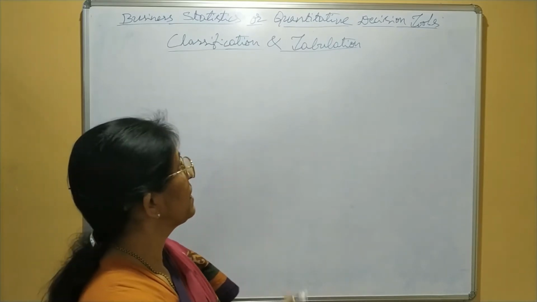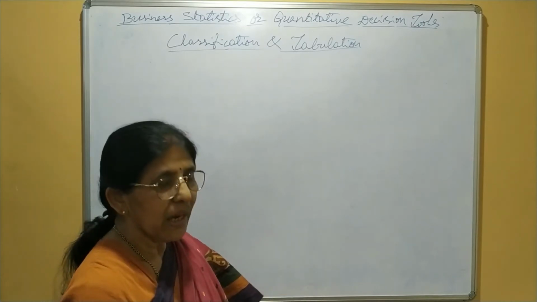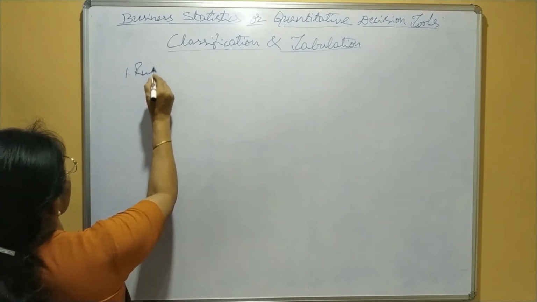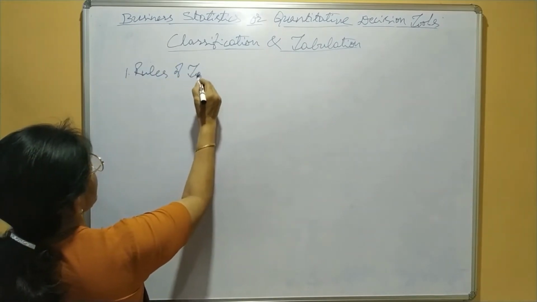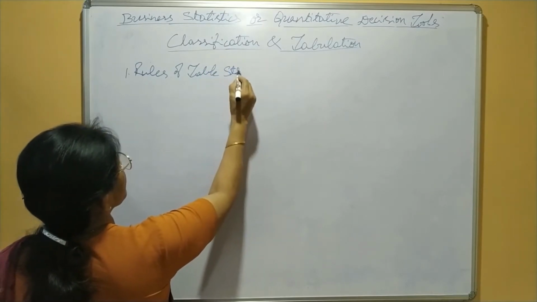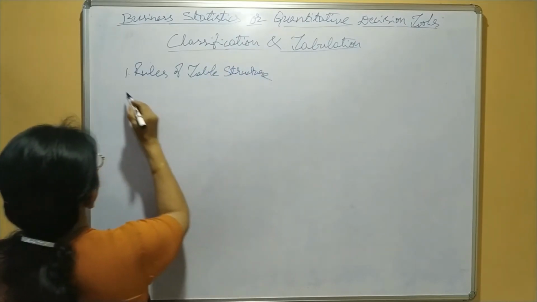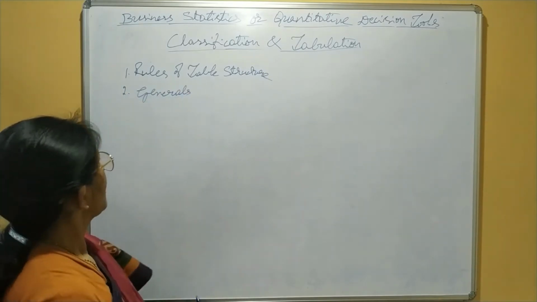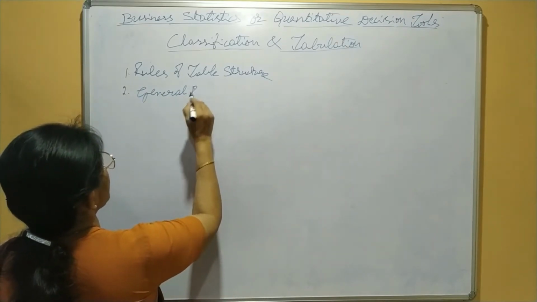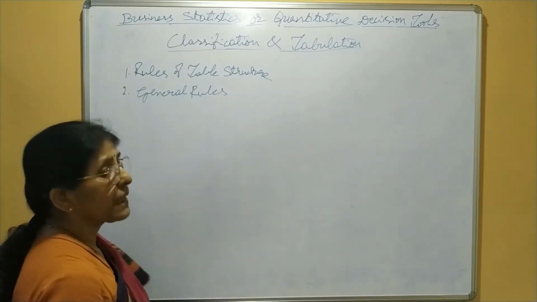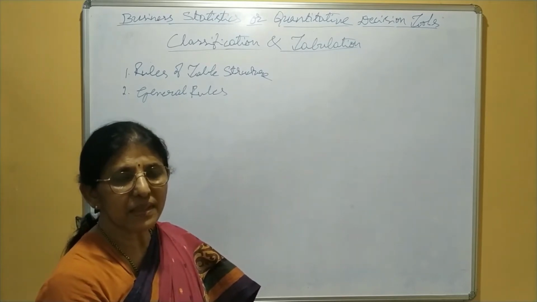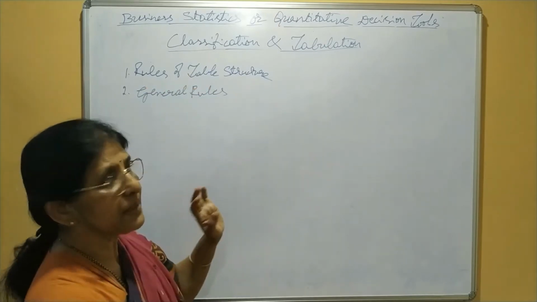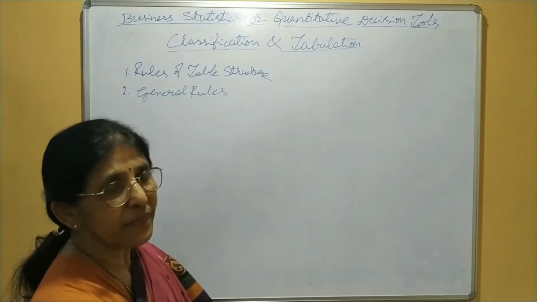What are these rules? These rules are categorized as rules of table structure, and second one, general rules. For the guidance of tabulators, certain rules are specified. These rules are categorized as rules of table structure and general rules.